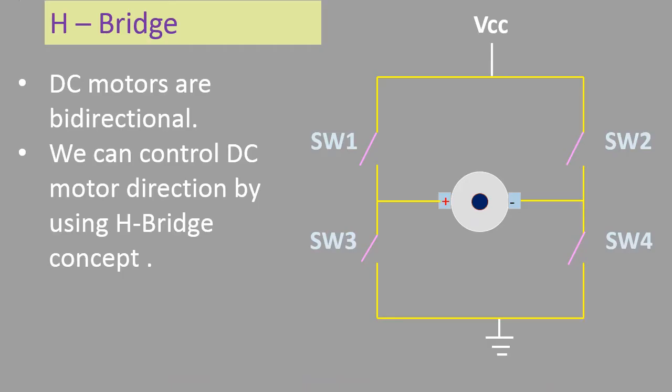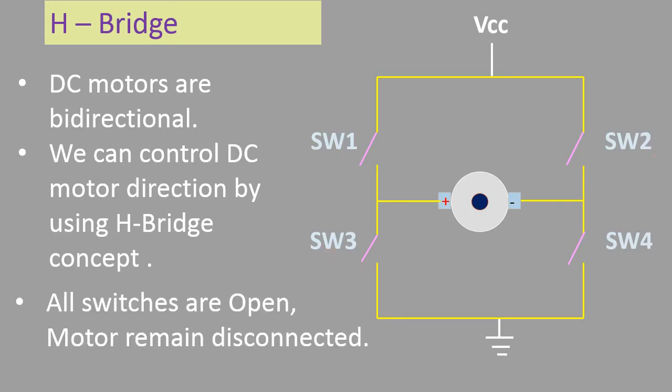DC motors are bidirectional in nature, means they can be moved in clockwise direction or anti-clockwise direction. The direction of DC motor can be changed by changing the polarity of DC power supply applied to motor leads. The H bridge circuitry allows us to change the direction of motor without changing the leads of motor physically. The name H bridge is derived from the shape of English alphabet capital H. The four switches shown here can be transistors or MOSFETs. When all switches are open, motor is disconnected from power supply, hence it is in stop condition.